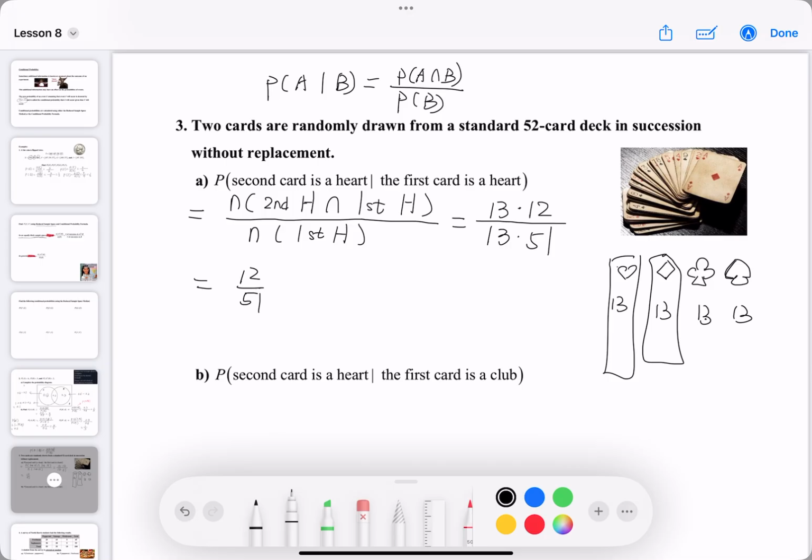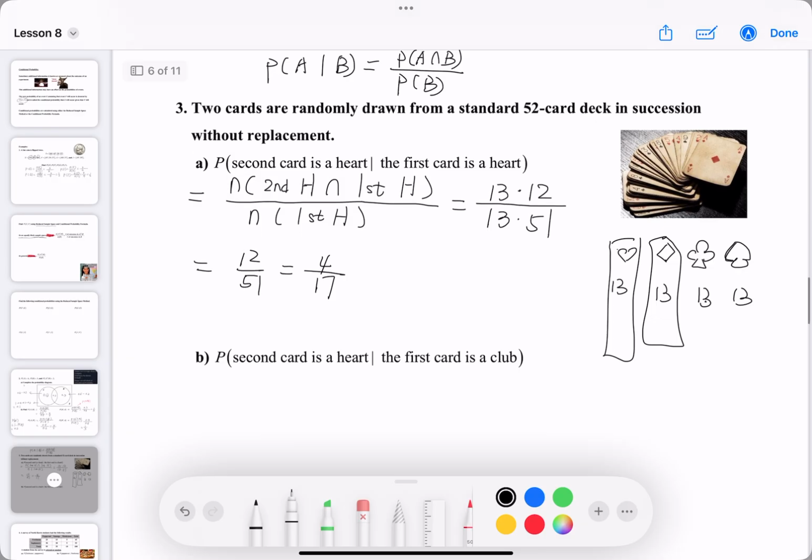If you don't understand, repeat the video, or you ask me. The top and bottom are both divisible by 3. Divide by 3: the top we have 4, the bottom we have 17. So the solution is 4 over 17. Let's see the next example.